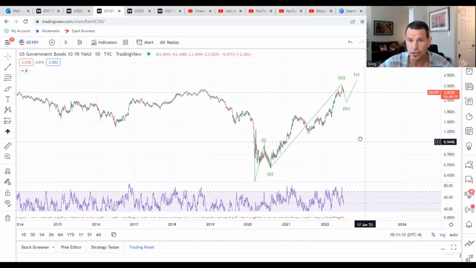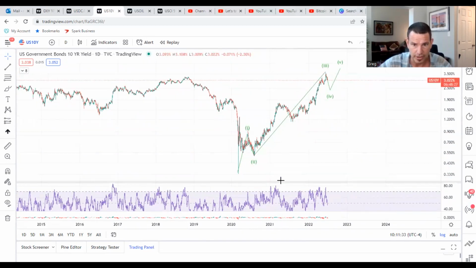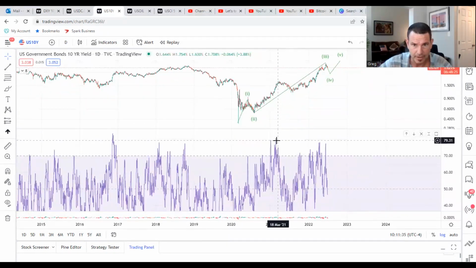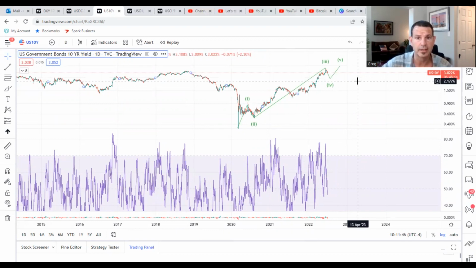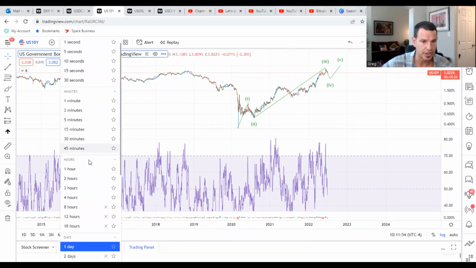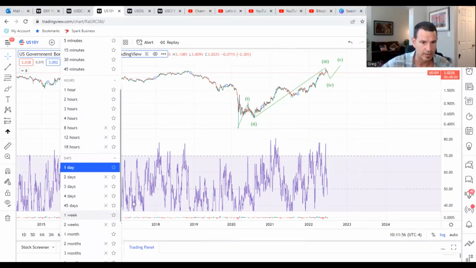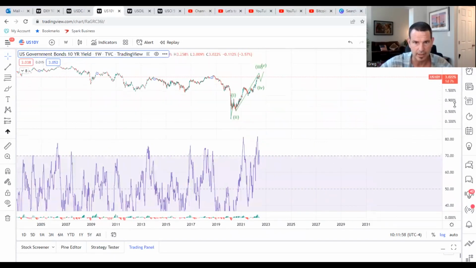Could it extend? It could. But you can see with the highest peak on the RSI on the daily is right there. You can check that out, and then it's going up and it's forming a divergence. So the 10-year treasury chart is in a topping pattern. If you're bullish on Bitcoin, that's good. That's good. Let's check the weekly just to be on the safe side.